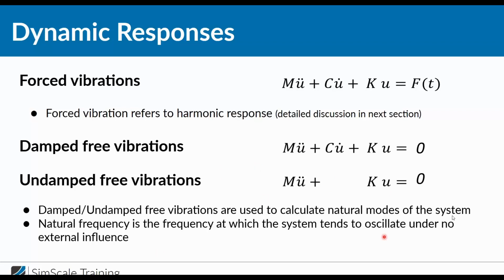And this kind of simulation, by the way, can be used to calculate the natural modes of the system. The natural modes are used because you can calculate the frequency based off that. And this is the frequency where the system tends to oscillate under external influence. So this undamped free vibration simulation is a very good starting point if you want to analyze if there is any danger coming from vibrational resonance effects.